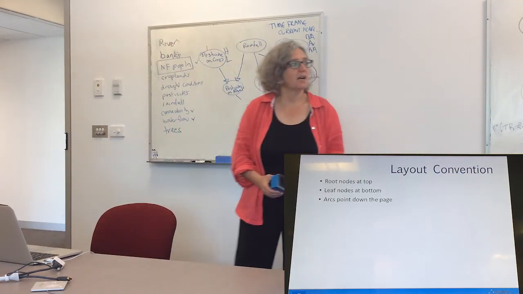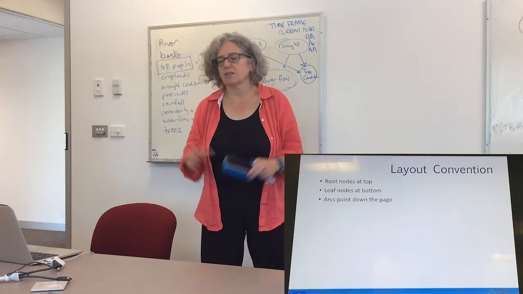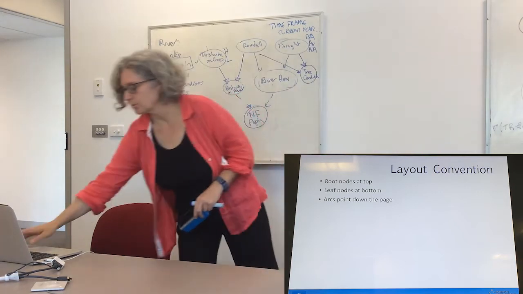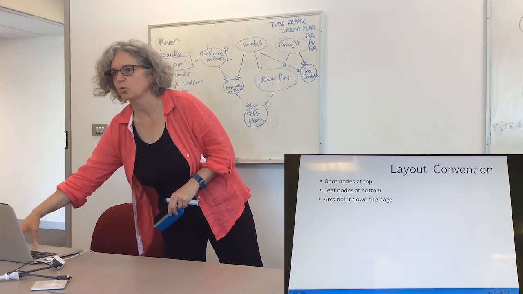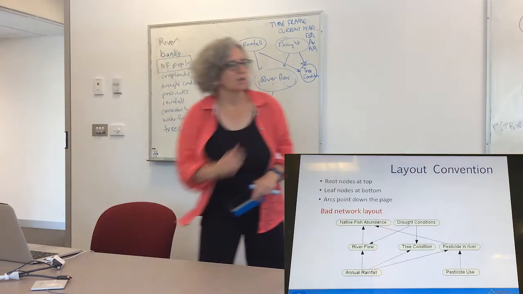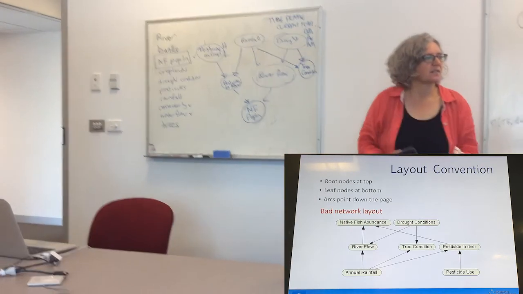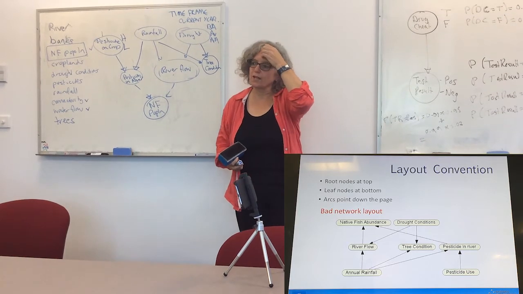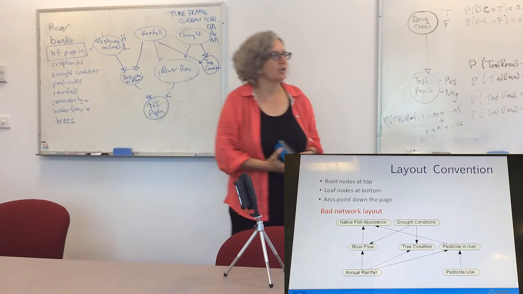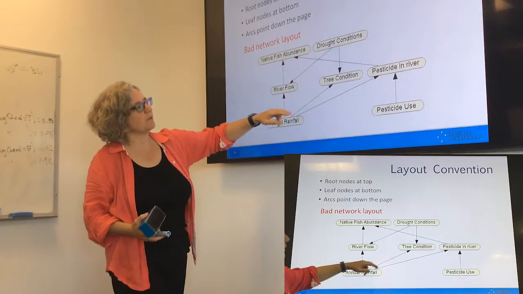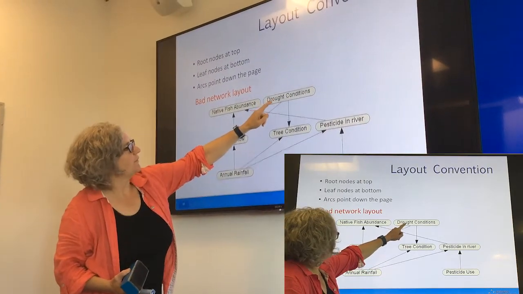Now, layout conventions, these are mine. Root nodes at the top, leaves at the bottom, and arcs kind of going down the page or even with time across the page. Many people, especially once they're trying to fit, say, 20 nodes on one page, end up moving them all around just to squash them onto the page, and it's terrible. It's like spaghetti. But even something like this, there's no narrative or story around this. It's the same network.